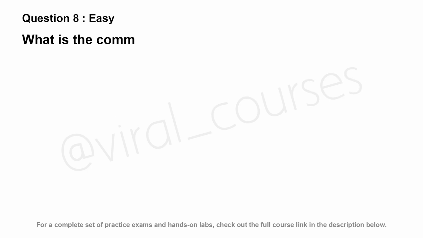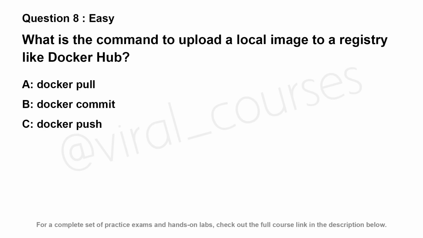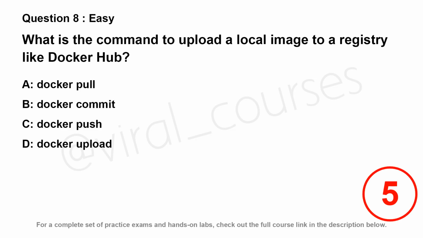What is the command to upload a local image to a registry like Docker Hub? Option A, docker pull. Option B, docker commit. Option C, docker push. Option D, docker upload.